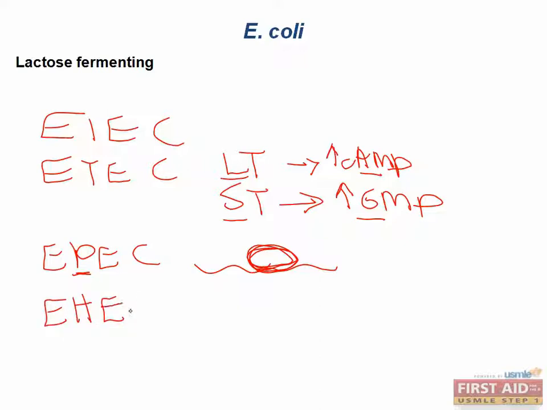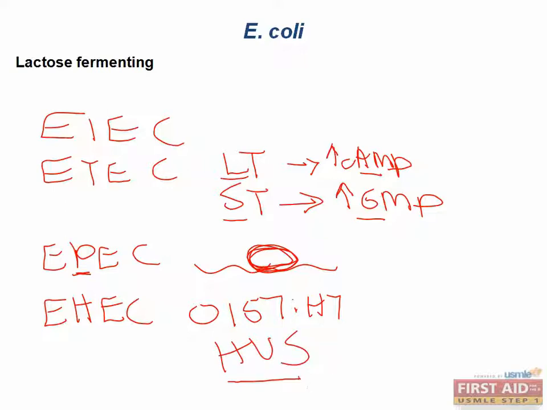EHEC, or enterohemorrhagic E. coli, of which O157:H7 is the most common serotype, also produces a Shiga-like toxin. It causes swelling of the endothelium and narrowing of blood vessels. Do you remember what the Shiga toxin does? It inactivates the 60S ribosome subunit, inhibiting protein synthesis. This is what causes the hemolysis and platelet consumption, as well as reduced renal blood flow, and it leads ultimately to hemolytic uremic syndrome, or HUS.